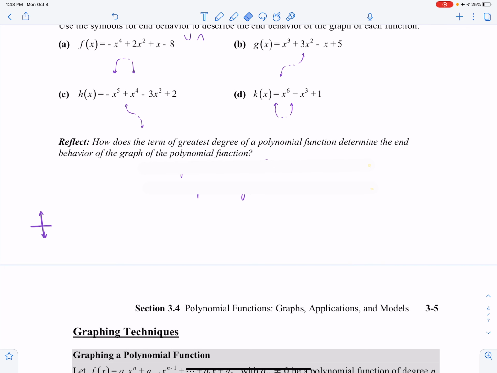So then how does the term of the greatest degree, or the leading term, determine the end behavior? There are two things that you have to look at. First, you want to ask yourself, is my degree even or odd? That'll determine whether both ends are going up or down, or whether one is going up and one is going down. So first question, is your degree even or odd? Second question, is your leading coefficient going to be positive or negative? This is going to determine the end behavior of your polynomial.